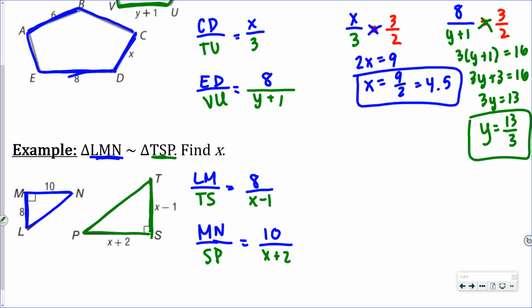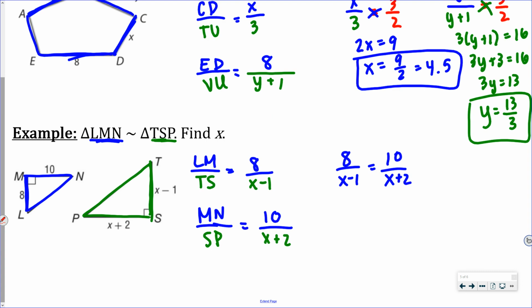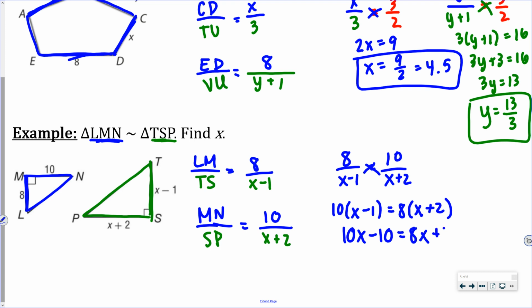But if these are similar, what do I know about these two ratios? They have to be the same. They're proportional. Whatever the scale factor is, these have to be the same. So let's just set them equal to each other. Another proportion. And then we can cross multiply.